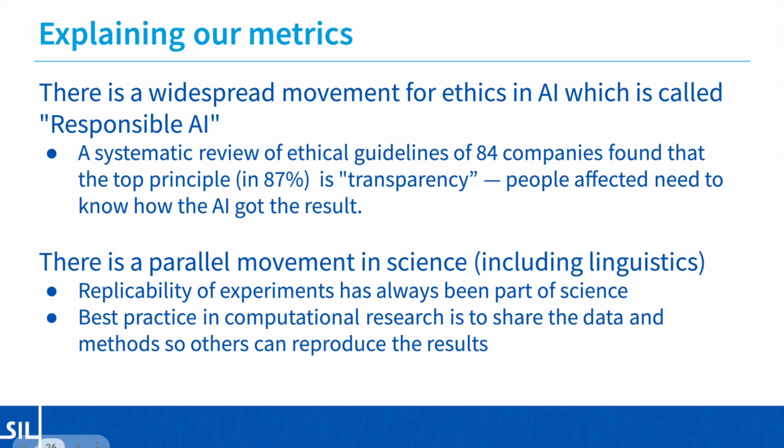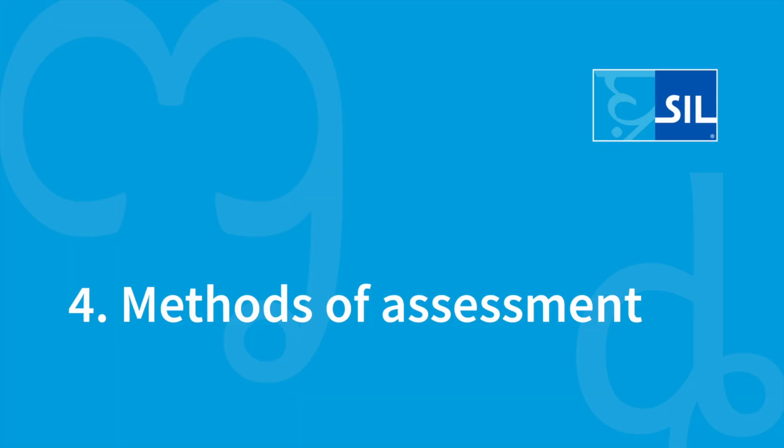When working with AI, it is important to design metrics that are explainable and replicable. As AI has grown and become more widespread, there is a movement within AI ethics typically called responsible AI. A systematic review of ethical guidelines of 84 companies found that the top principle in 87% of these companies is transparency. That is, people affected need to know how the AI got the result. Transparency in experiments is a concept that has existed for a long time in science, including in linguistics. Computational research is no different, which is why we strive to present our methods in a way that is explainable and reproducible. And that leads us into our next section, our methods of assessment.